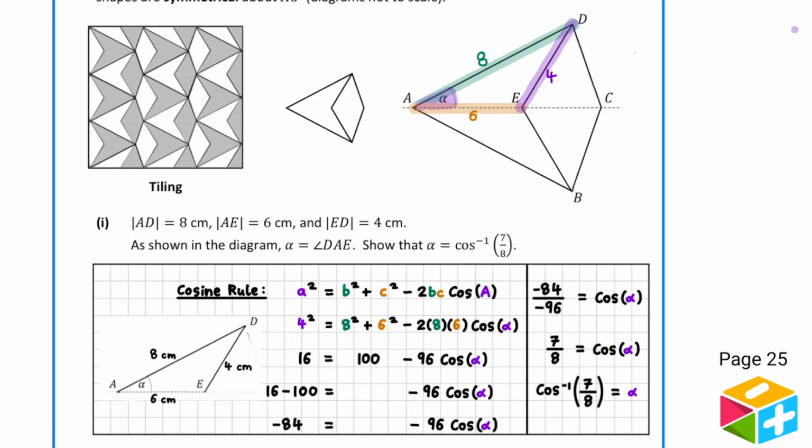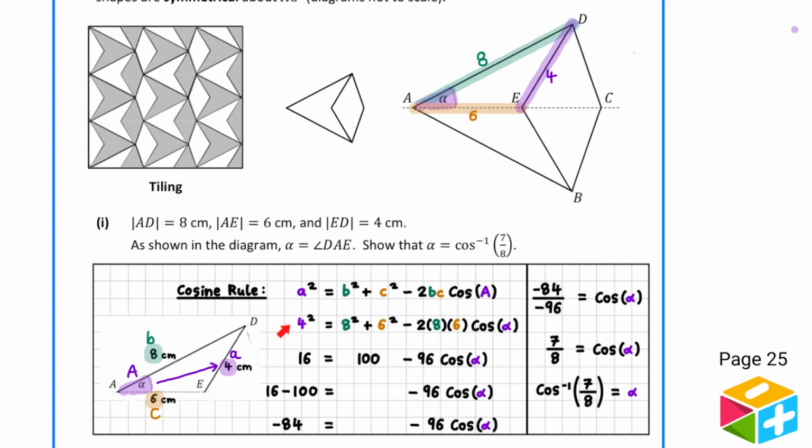Here, capital A refers to an angle, and in our diagram that will be the alpha. Lowercase a is the side opposite this angle, and here a will be 4. B and C refer to the other 2 side lengths. Here we can let b be equal to 8 centimetres and c be equal to 6 centimetres. Let's sub these values into our formula.